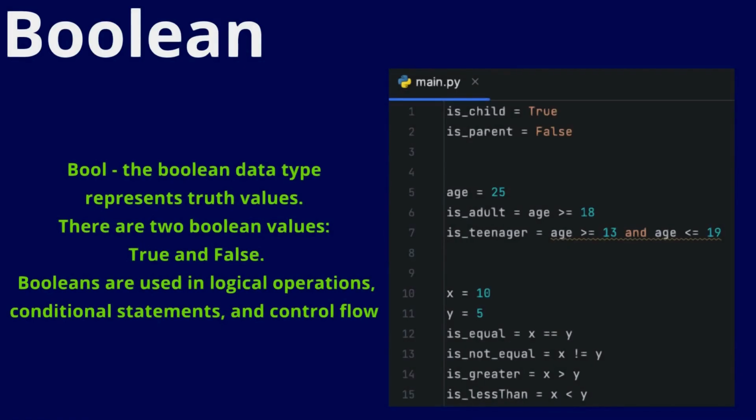Boolean. The Boolean data type represents truth values. There are 2 Boolean values, true and false. Booleans are used in logical operations, conditional statements, and control flow to determine the flow of execution based on certain conditions. Boolean values can also be the results of comparison operators such as equal, not equal, greater than or equal to, less than or equal to, which compare two values and return a Boolean result. Programming relies heavily on Boolean values, which allow you to control the behavior of your programs based on specific conditions.